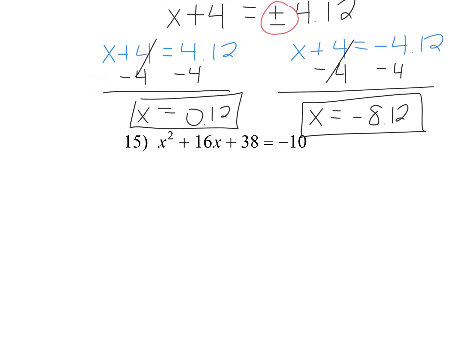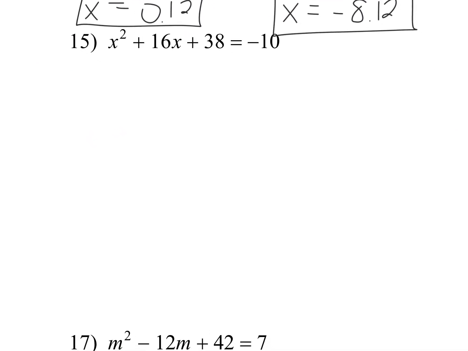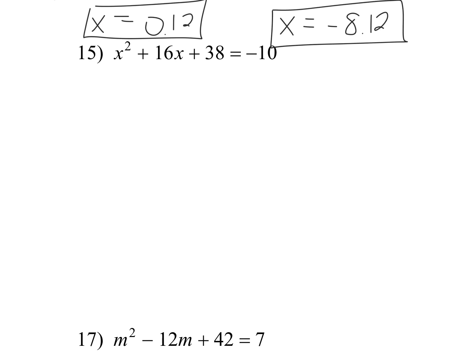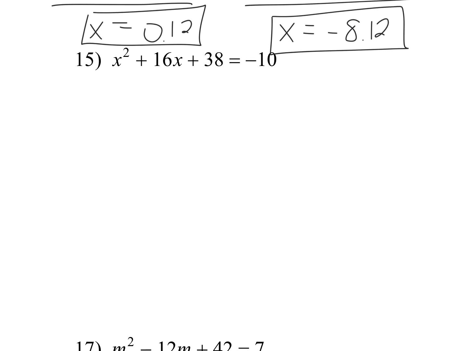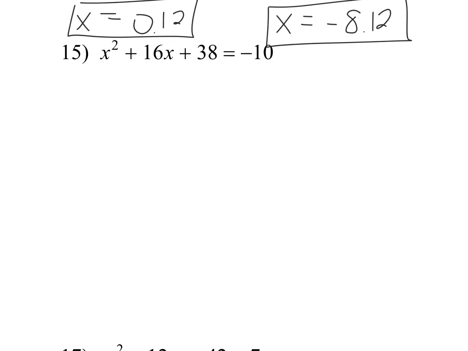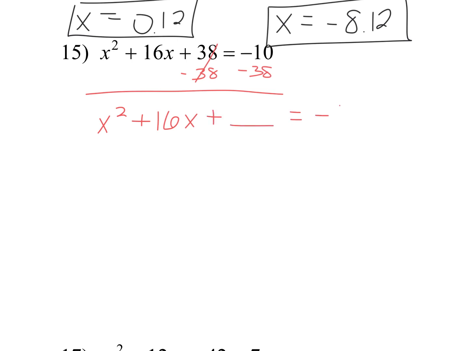Okay, since the directions say to complete the square, what do we have to do first? Yep, we want to get rid of that c term. Subtract 38 on both sides. So we have x squared plus 16x. What do I need to do after that? I need to leave a blank spot. Yep. So I get negative 48.